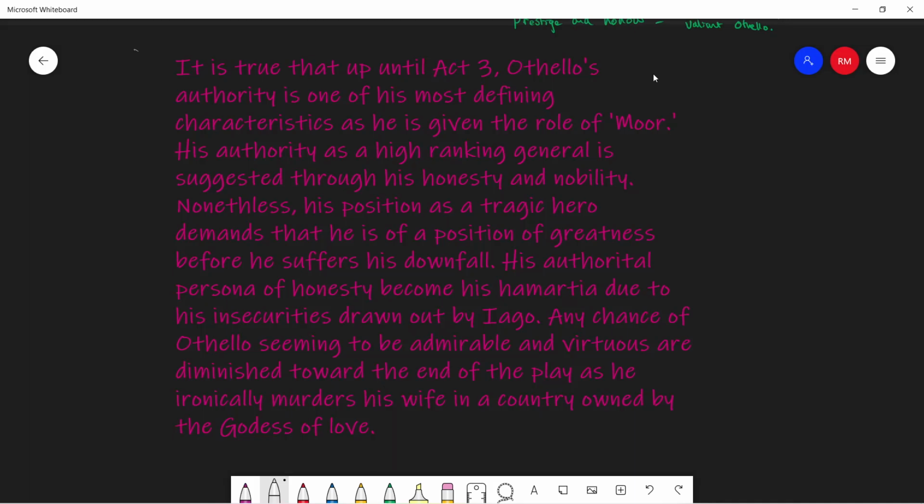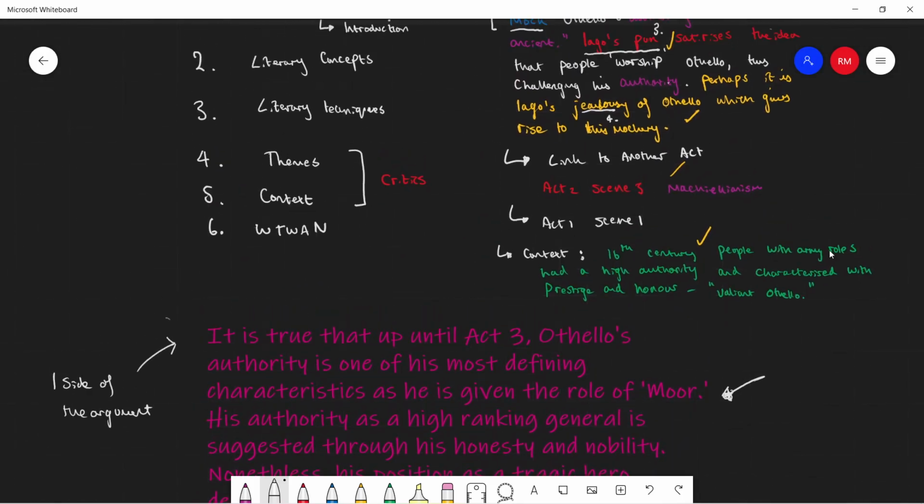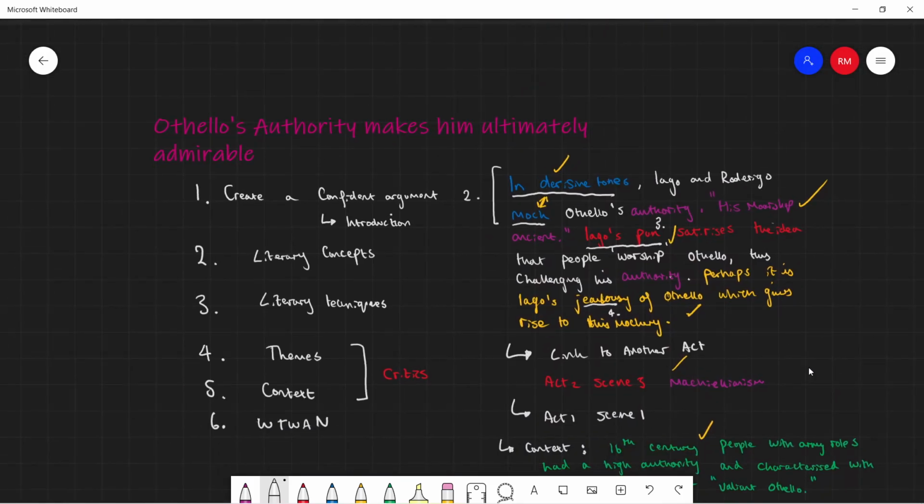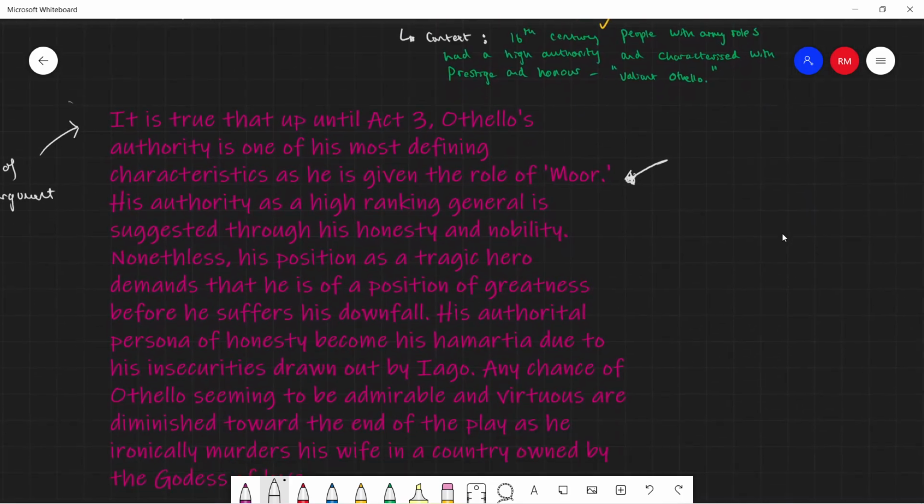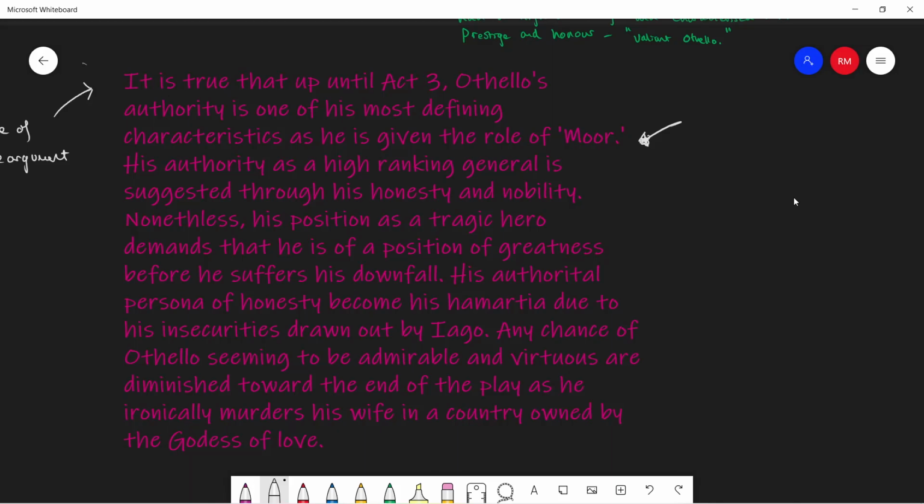Now, what's good is we've got our one side of the argument. And we're also showing the marker, your teacher, how you're going to back up your agreement with the question: Othello's authority makes him ultimately admirable. And then we're explaining this. So, first of all, this part here, defining characteristics.